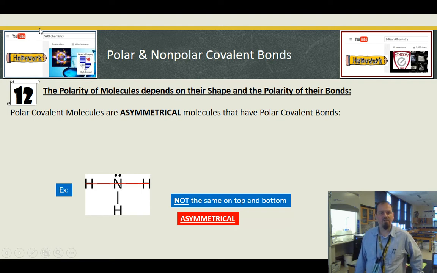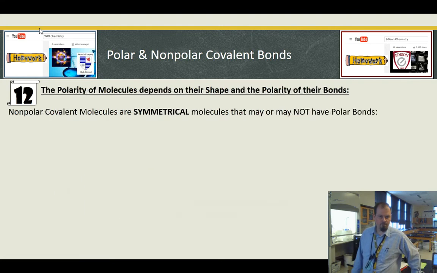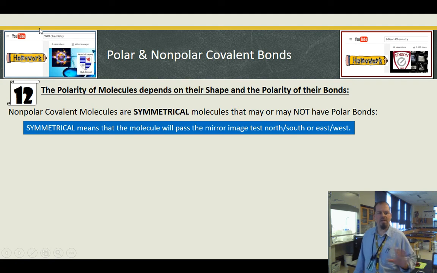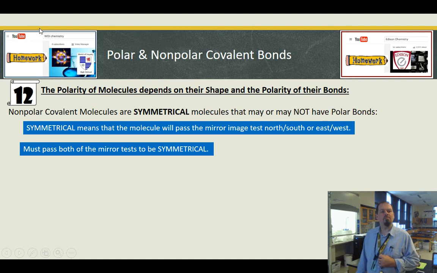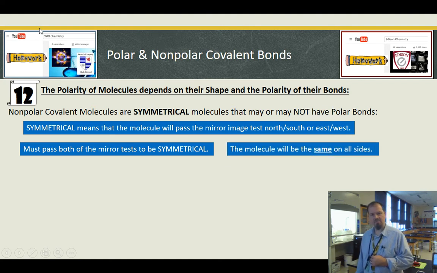All right, let's go for symmetrical. Symmetrical are nonpolar covalent molecules that do not have any polar sides. Symmetrical means that the molecule will pass the mirror image test on both north-south and east-west. It is the same all the way around. It must pass both to be symmetrical, and this means the molecule is the same on all its sides. Let's give you an example of that. You can write this over on the side or whatever.